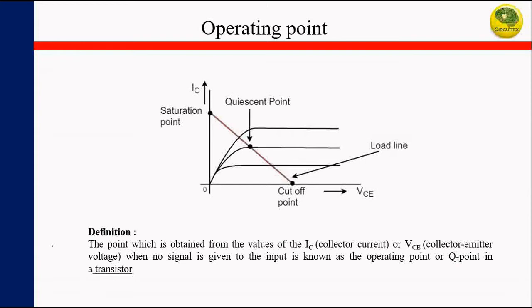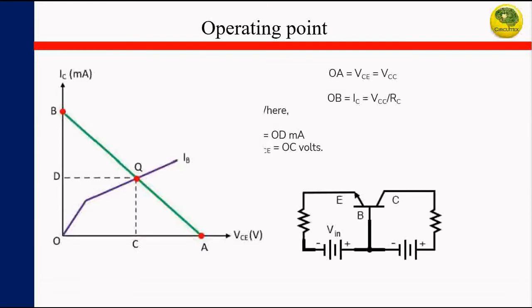It is a point on the IC-VCE characteristics. As you could see here, on the IC-VCE characteristics in the left hand corner, the transistor is silent, that is, no input signal is given. The operating point can be easily obtained by the DC load line method. Here the DC load line is being explained.